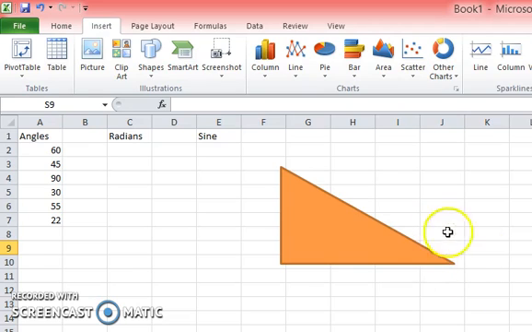So if the angle's right here, in this bottom right corner, if we found the sine of that angle, it would tell us the ratio between the opposite side and the hypotenuse side. So here's the opposite side of that angle and the hypotenuse.